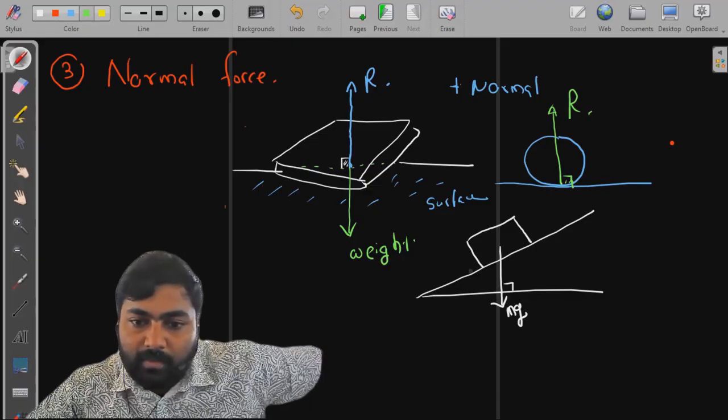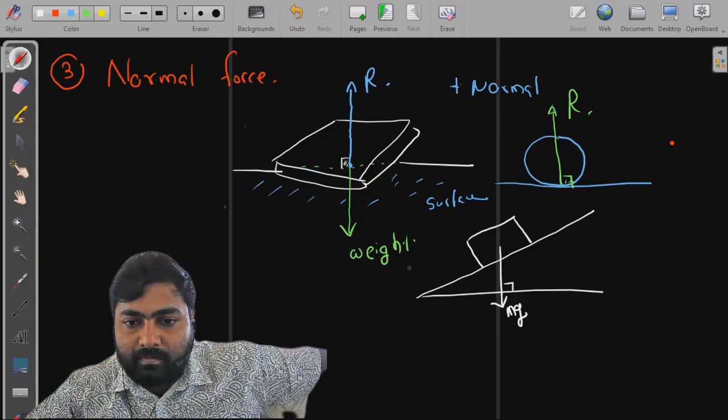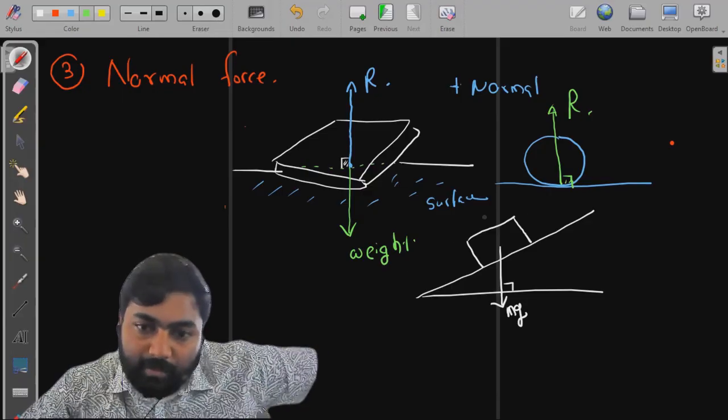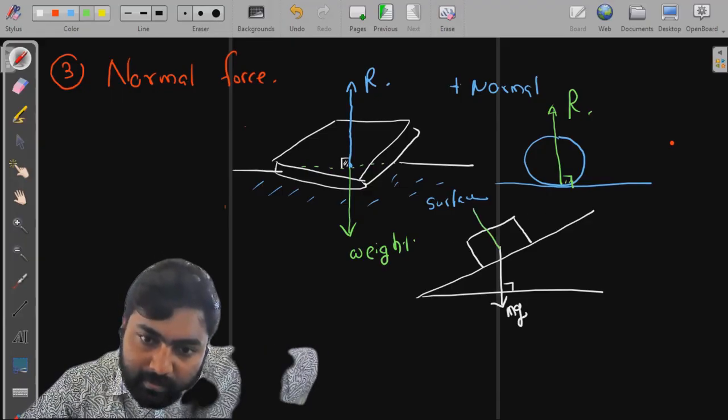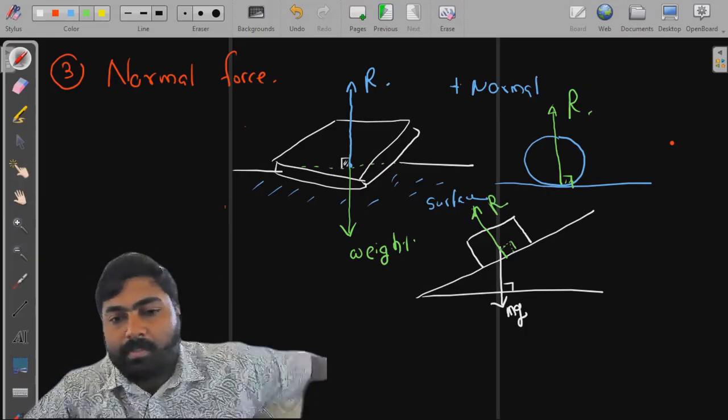Then how can we draw a perpendicular line to this inclined plane? This perpendicular line should be like this. Understood? Now we can mark a 90-degree angle here.